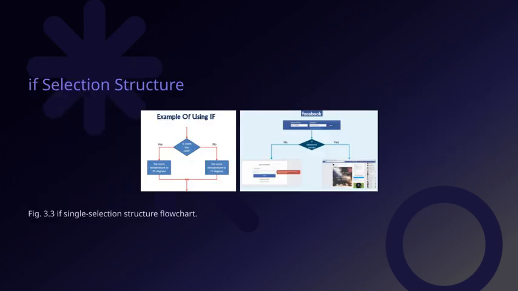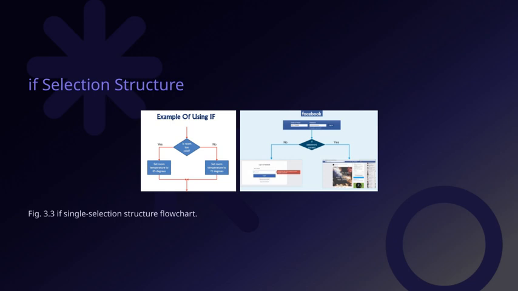Let's take a closer look at the if selection structure, specifically through the flowchart shown in Fig. 3.3. This diagram illustrates how a simple decision-making process works in programming. The key idea here is that the if statement allows the program to make a choice based on whether a condition is true or false. If the condition is true, then a particular set of actions is executed. If it's false, those actions are skipped, and the program continues on its path.